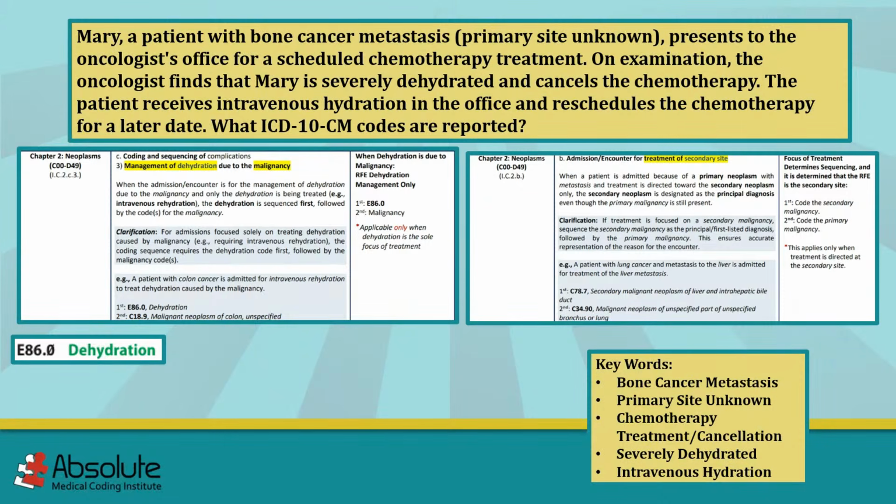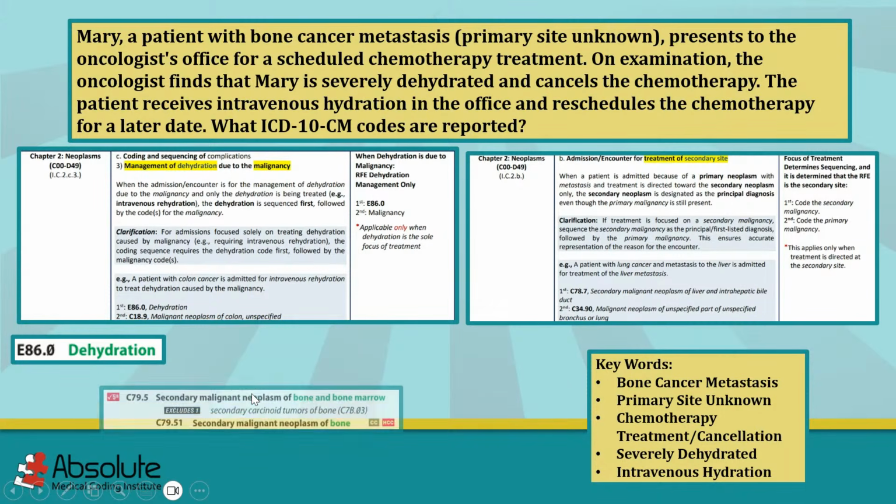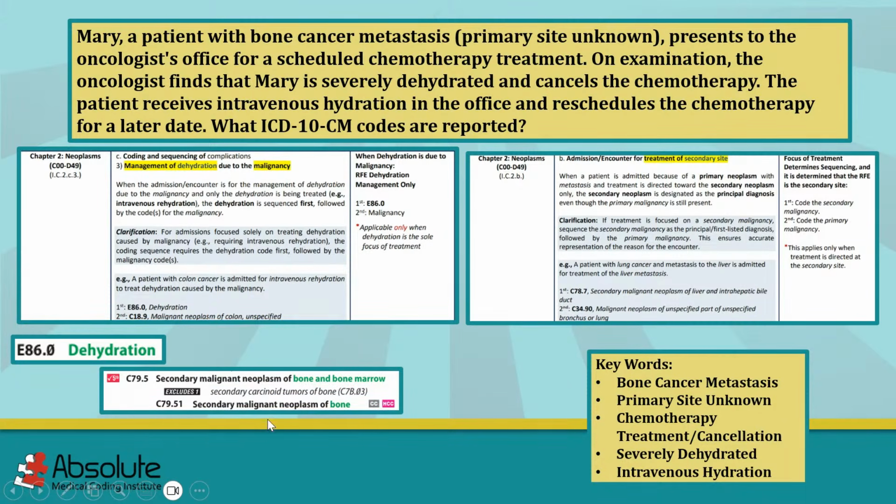I appreciate that. So, yes, our E86.0 is going to be our dehydration code, and then it says to code for malignancy being the second. And when we're doing that, that is when we're going to focus on our second guideline. And we're going to be coding our secondary malignant neoplasm of bone and bone marrow, because that is what she is getting treated for, the bone cancer metastasis.